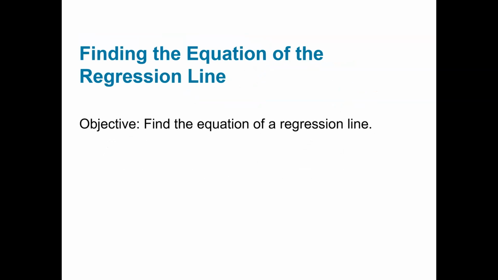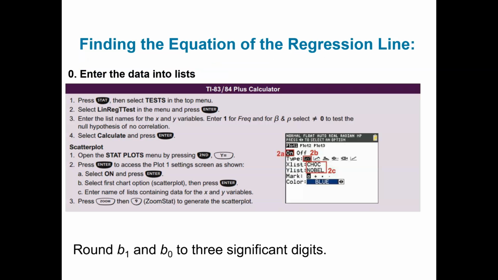So if we want to find the equation of the regression line, we are going to enter the data into lists just like we did before. This is exactly the same as the last section. We're going to find the linear regression t-test, and it will actually give us a and b, which will be our y-intercept and our slope. I'll show you how to type it in to the y equals to actually see it on your calculator. You can round these to 3 significant digits if you'd like.